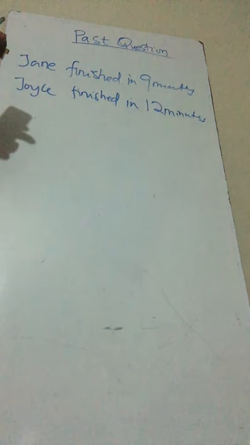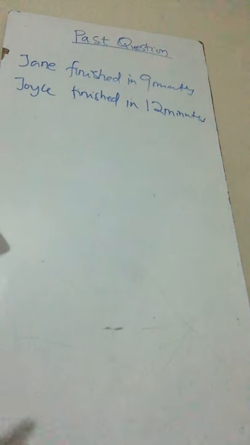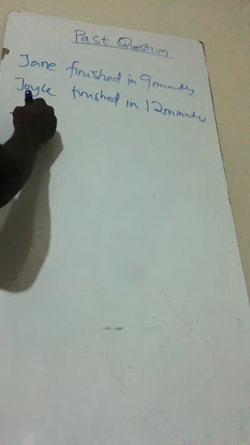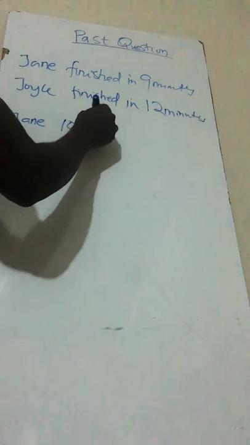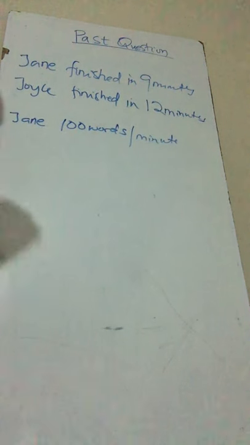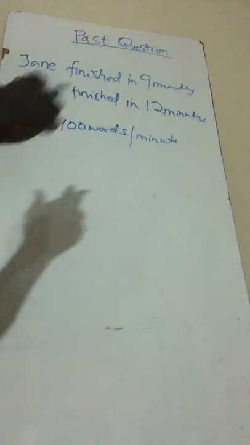And then they say that if Jane typed 100 words per minute. Now the question is giving you a clue as to how to solve the problem. So Jane, 100 words per minute. And then the question said that Jane finished in 9 minutes. So if Jane finished in 9 minutes, then it means that for the whole work, it was 900 words that they were typing.